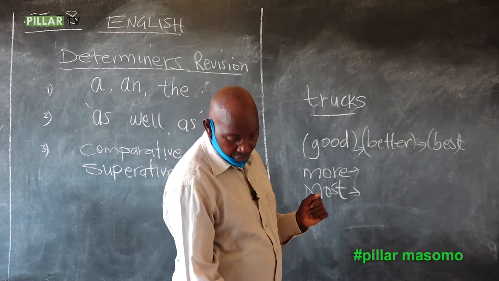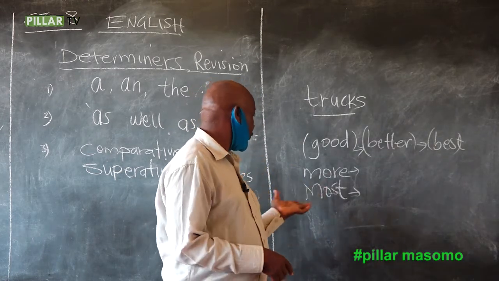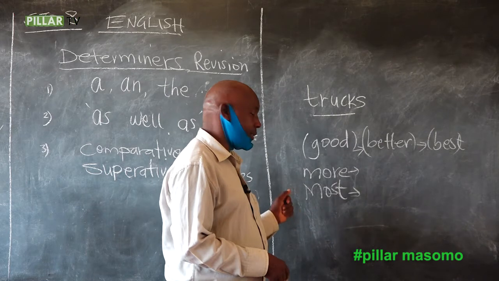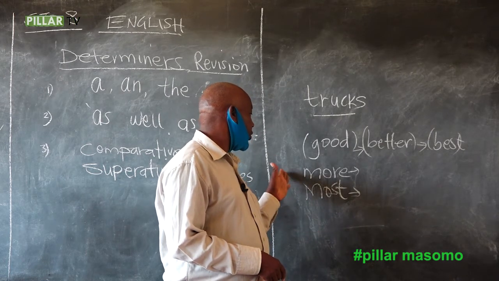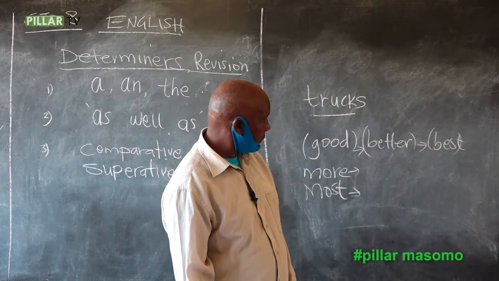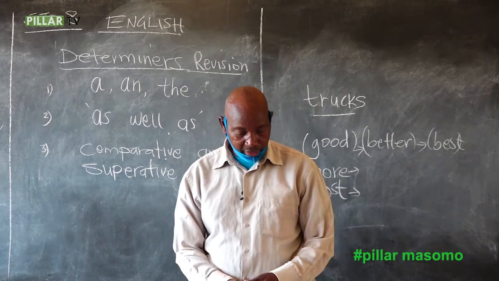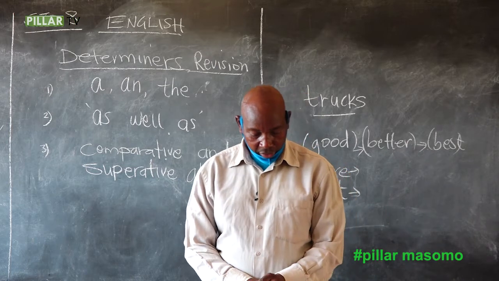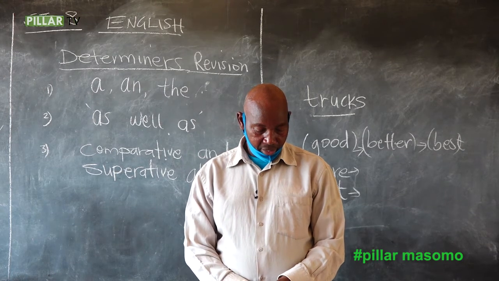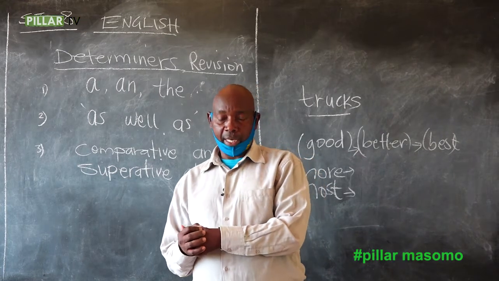Therefore, we use more interesting, most interesting, more beautiful. We don't say beautiful, beautiful, beautifest. We cannot say like that. We say this is beautiful, this is more beautiful, the other one is the most beautiful. That is the way we use them. So in this case, this movie is more interesting than the one I watched last.